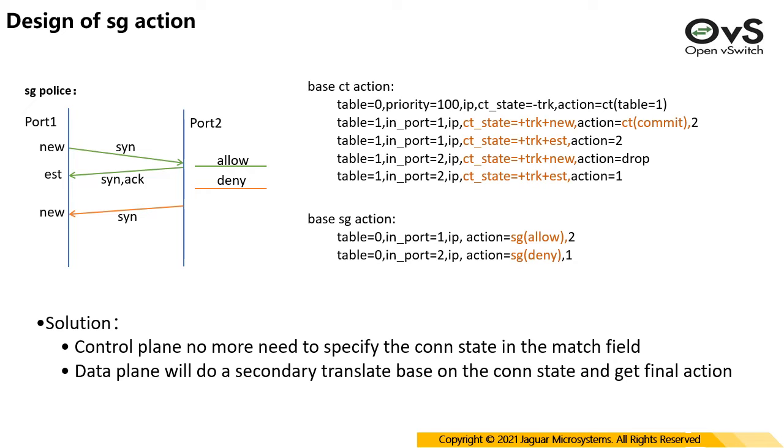But with the SG action, the control plane will need just 2 flow rules, and the semantic is quite straightforward. The meaning of the rule is just directly defined: allow traffic sending from port 1 to port 2, and deny traffic sending from port 2 to port 1, which is much closer to natural language.